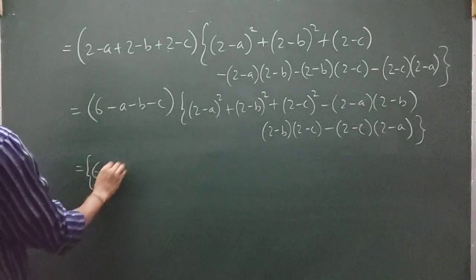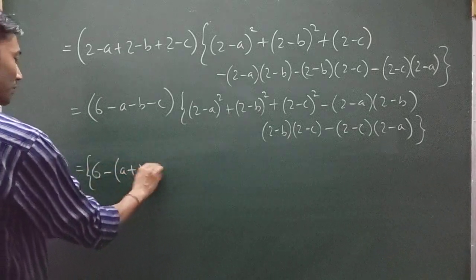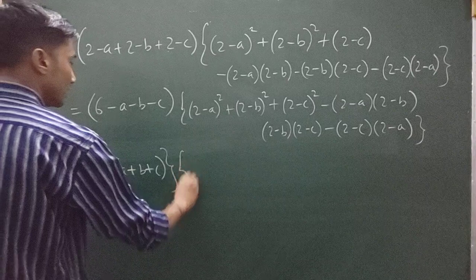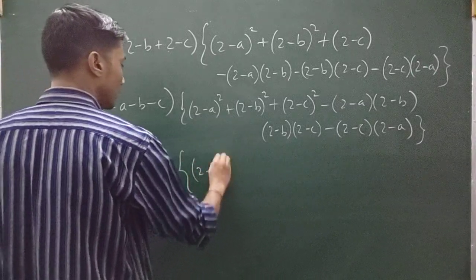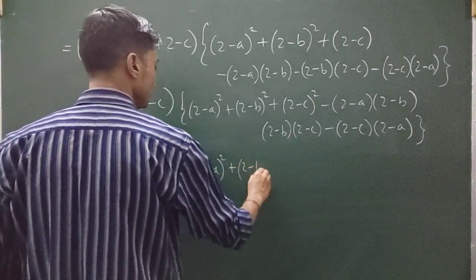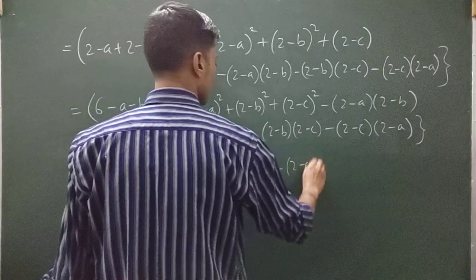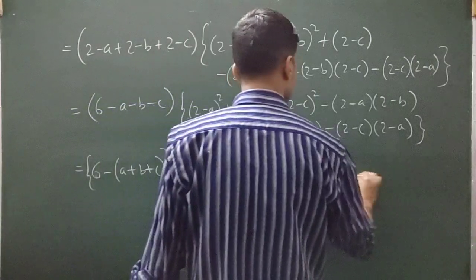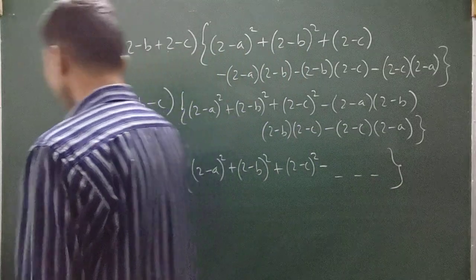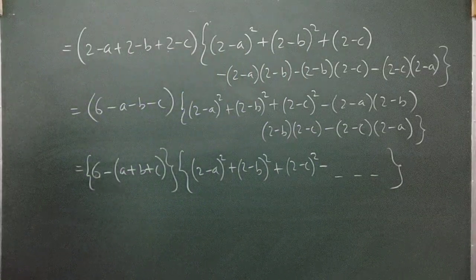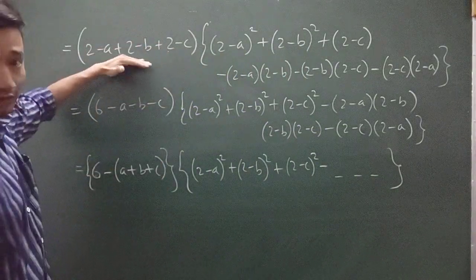So 6 minus, if we take common, a plus b plus c, and this value again will remain as it is. I'll just write like this, just to save some time. You know what to write, isn't it? It's going to be the same stuff. So actually you can reduce a lot of steps.